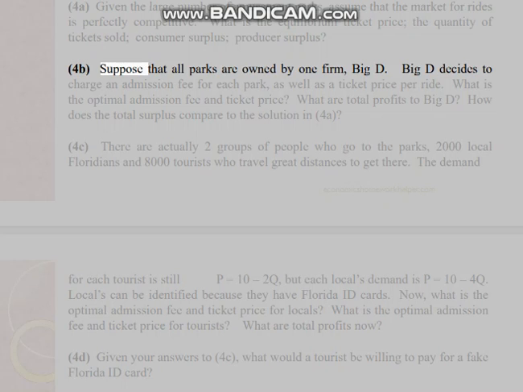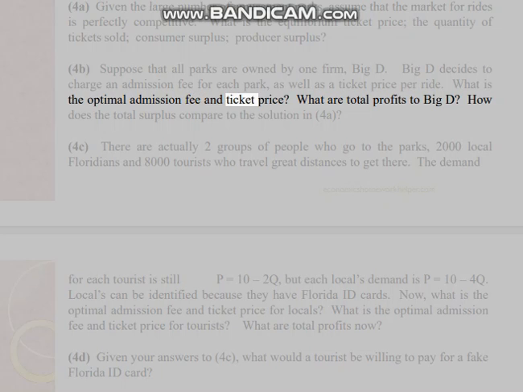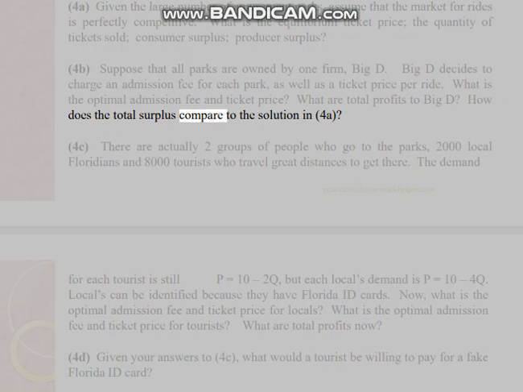For B, suppose that all parks are owned by one firm, Big D. Big D decides to charge an admission fee for each park, as well as a ticket price per ride. What is the optimal admission fee and ticket price? What are total profits to Big D? How does the total surplus compare to the solution in 4A?